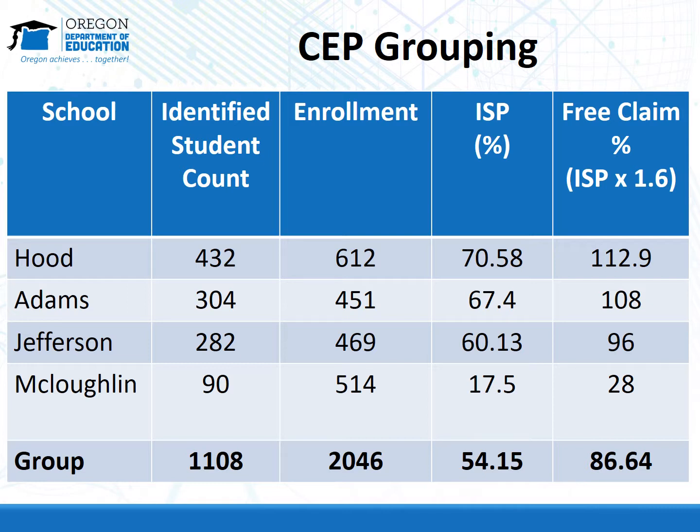In the example on the slide, McLaughlin has an ISP of 17.5 and would not be able to participate in CEP on its own. But by grouping McLaughlin with Hood, who has an ISP of 70.58, Adams, with an ISP of 67.4, and Jefferson with an ISP of 60.13, the group ISP is 54.15 and McLaughlin can participate.